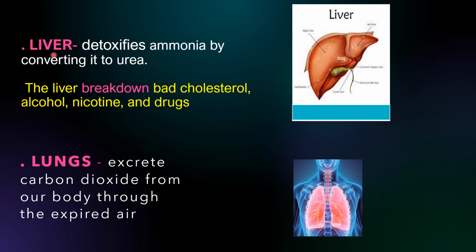Liver. Liver is an example of an accessory excretory organ. It detoxifies ammonia by converting it to urea. The liver breaks down bad cholesterol, alcohol, nicotine and drugs. Here, the toxic substances are broken down by the liver. That's why liver comes under accessory excretory organs.